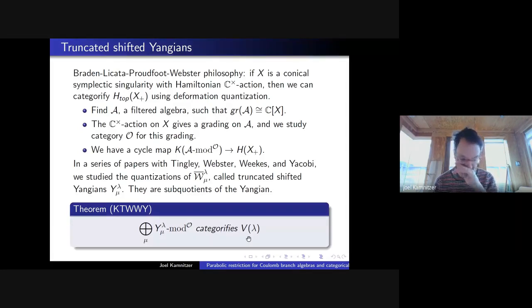Okay, and maybe one other thing before I move on is that for these truncated shifted Yangians, there are some natural examples that you already know about. For example, the universal enveloping algebra of sl_N, modulo again a central ideal, is an example of such a truncated shifted Yangian. And more generally, finite type A W-algebras are examples of these truncated shifted Yangians. Okay. Any questions?